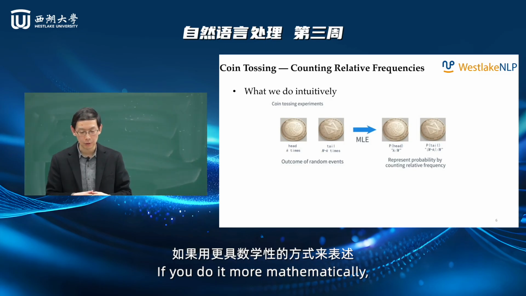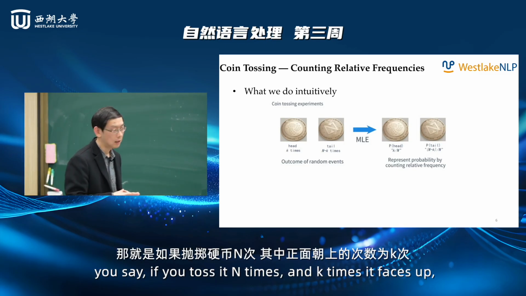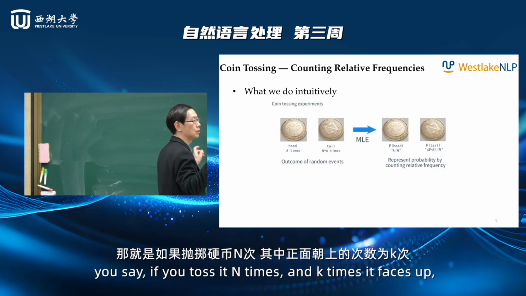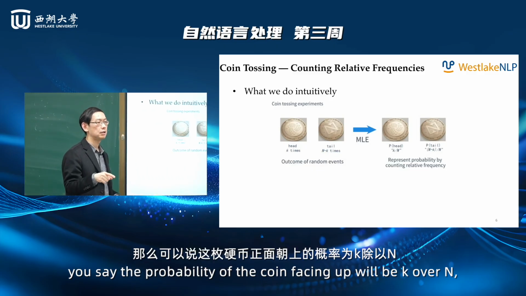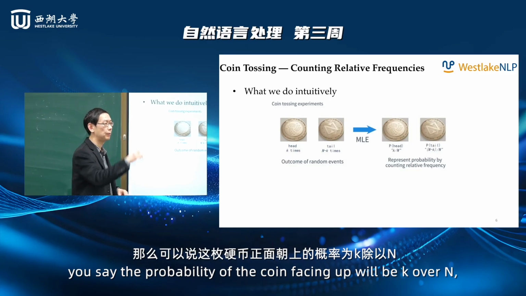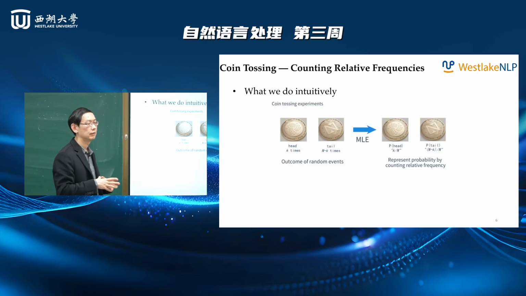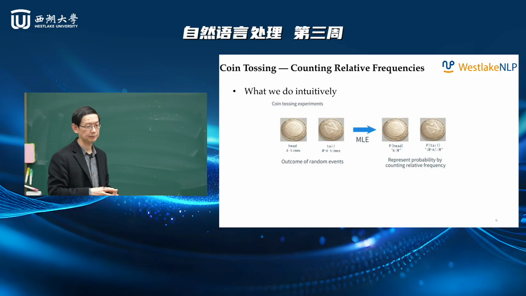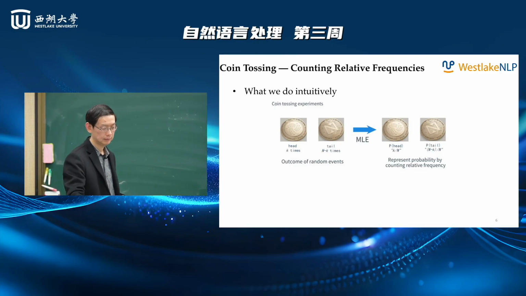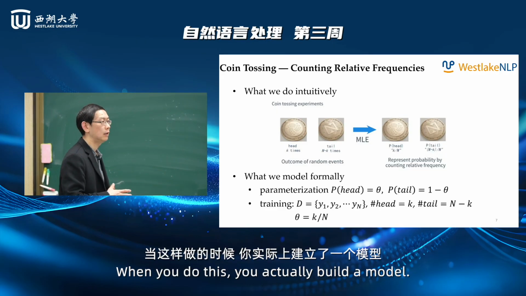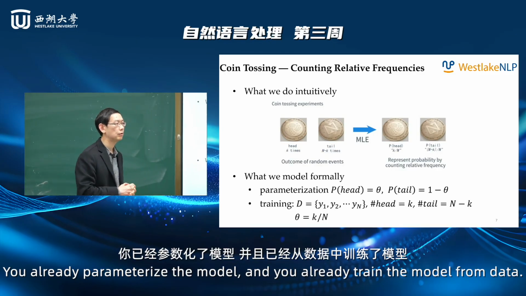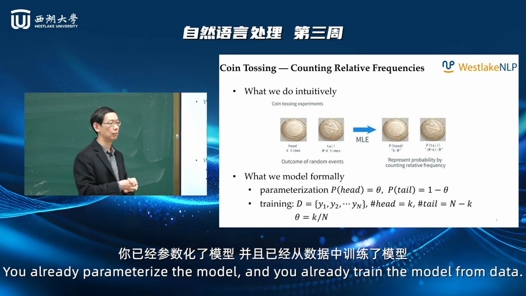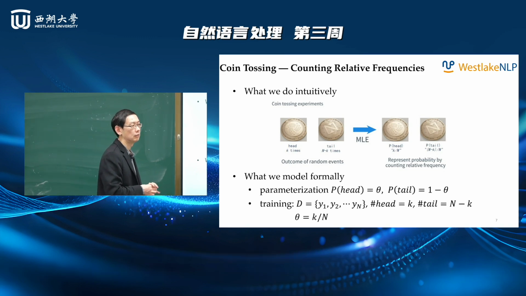Or if you do it more mathematically, you say if you toss it n times, and k times it faces up, the probability of the coin facing up will be k over n. That's what you do. And when you do this, you actually build a model. You already parameterize the model, and you already train the model from data.